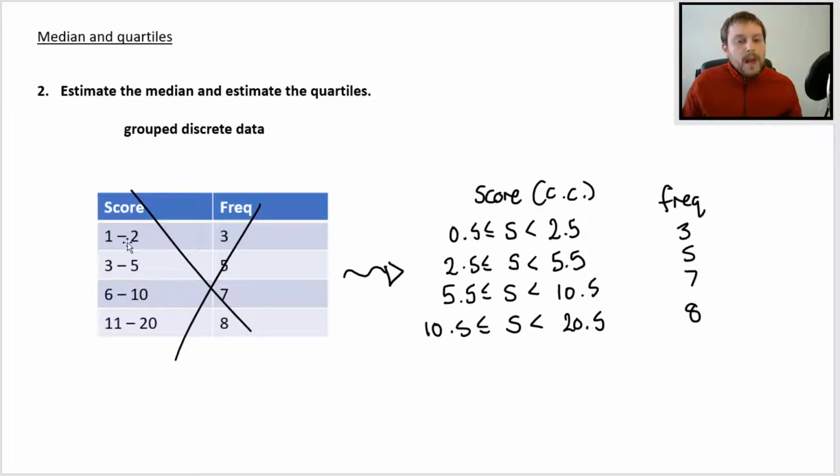For example, and I talked about this very briefly at the end of the first video, if these were people's ages, these aren't scores on a 20-sided dice. These are people's ages. Well, in which case the continuity correction would be 1 up to 3. 1 less than or equal to, let's call it A for age, up to but not including 3. 3 up to but not including 6.